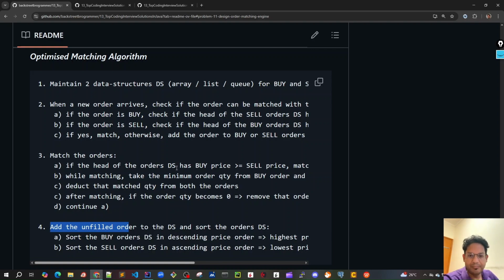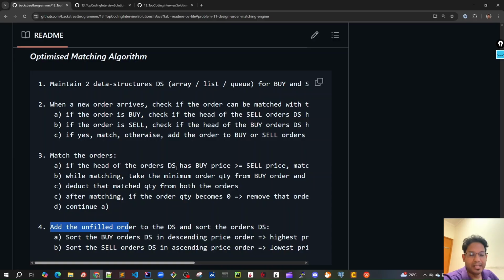Similarly, if we receive a sell order, we'll try to immediately match it, if it's possible to match it based on the conditions that we discussed. If it's able to match with the opposite side buy order, then we just totally fill it. Only if it's unfilled, only then are we going to add it to our order book. So this is a small optimization, but it's very good.